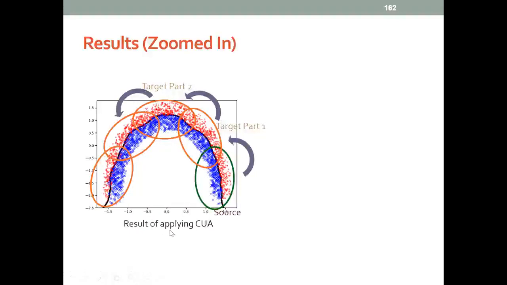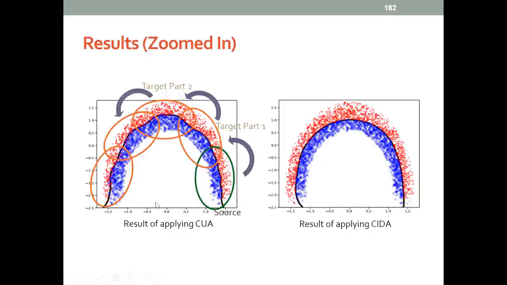We can see that although CUA can capture the correct trend of the decision boundary, the boundary that it predicts is actually very rugged, and sometimes it might even be a little bit confusing. And in contrast, our model CIDA is able to get both the correct trend and a very smooth decision boundary.